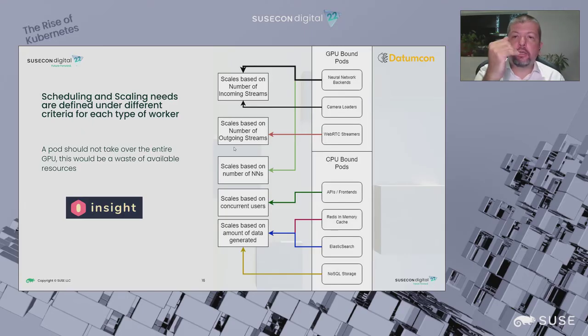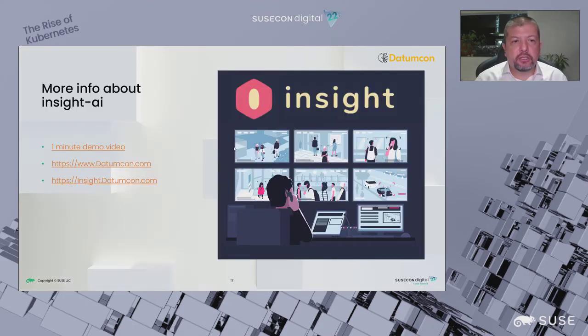The neural network will scale depending on the number of incoming streams. The WebRTC streamer will scale depending on the number of outgoing streams. But there's another reference. You can also have a system scale based on the number of neural networks that are needed for a particular job, or based on concurrent users and so on. And you can definitely have some workers that are CPU bound. So you can have a cluster with some GPU workers and some CPU-bound pods coexisting, and SUSE Rancher just allows you to do that very, very easily.